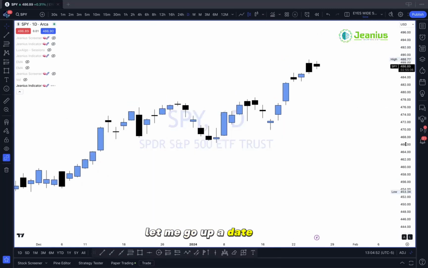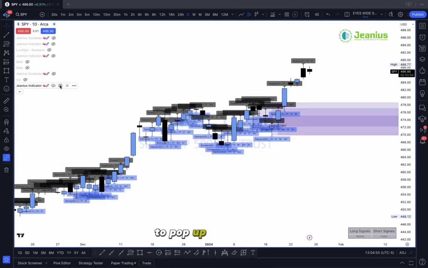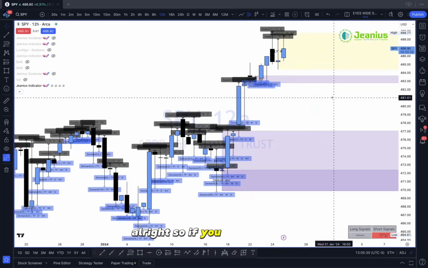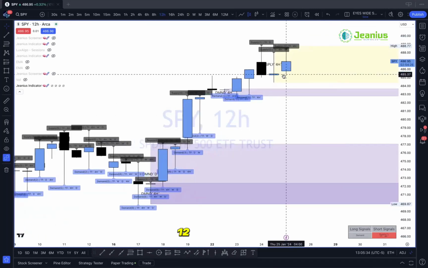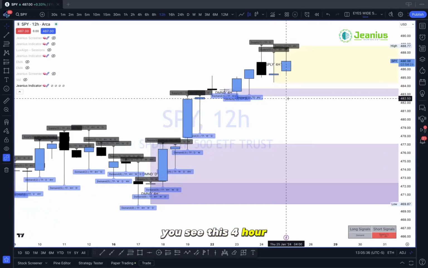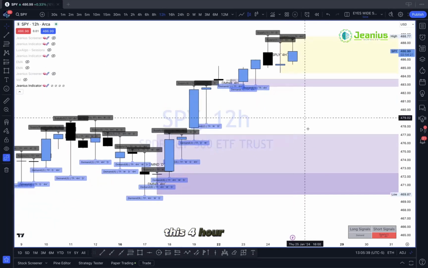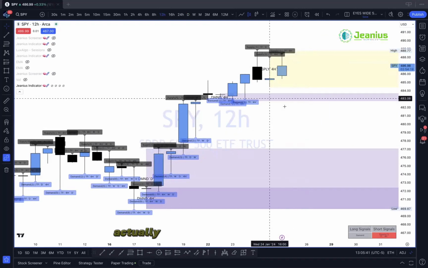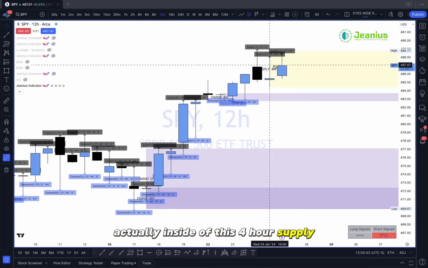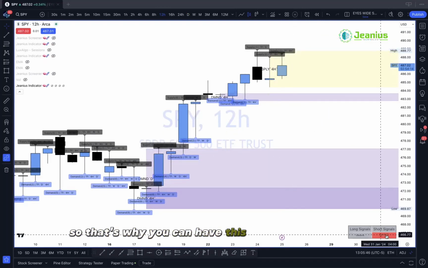Let me go up a date. I just need the information to pop up a lot faster. All right, on the 12-hour chart, you see this 4-hour demand popping up, and this 4-hour supply. Right now, price is actually inside of this 4-hour supply, so that's why you have this sell signal here for the supply zone.